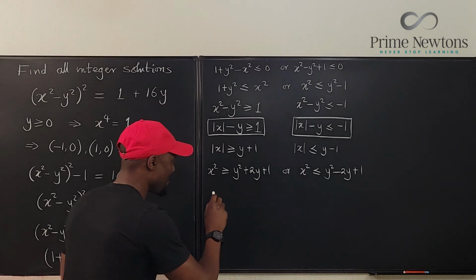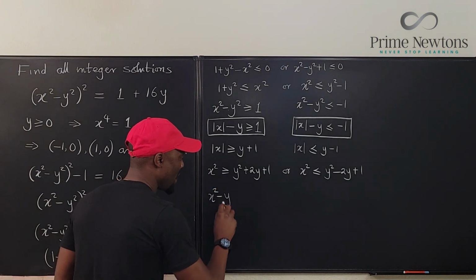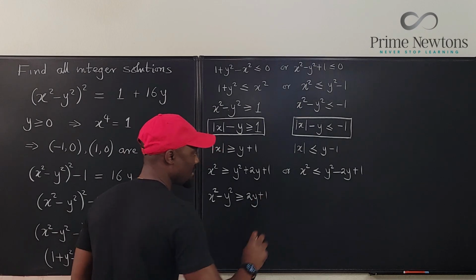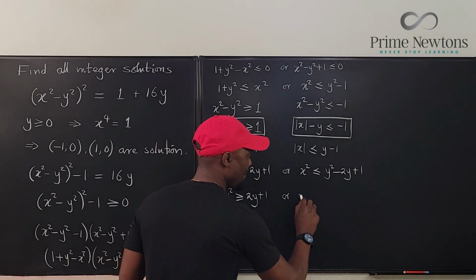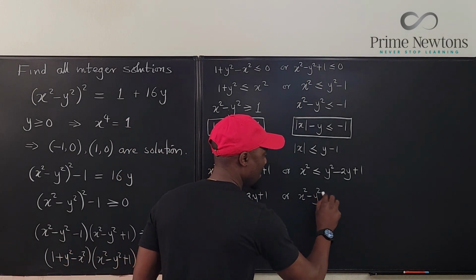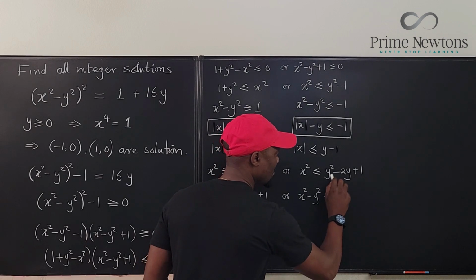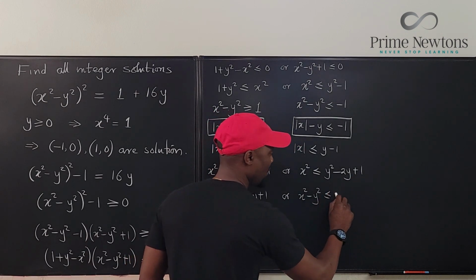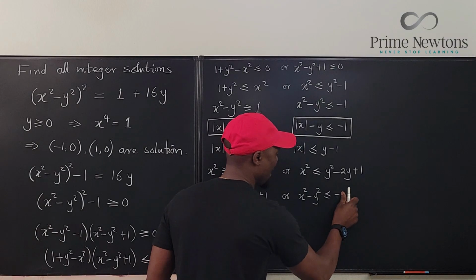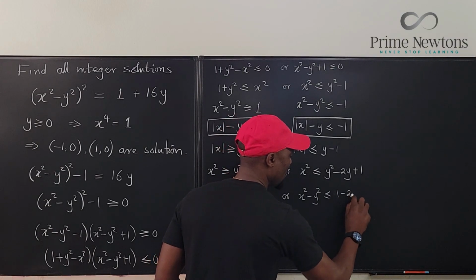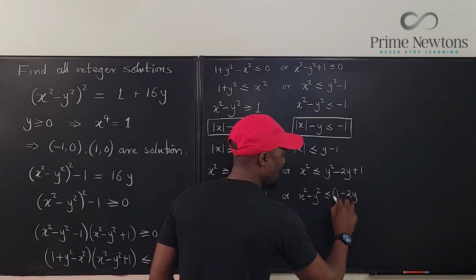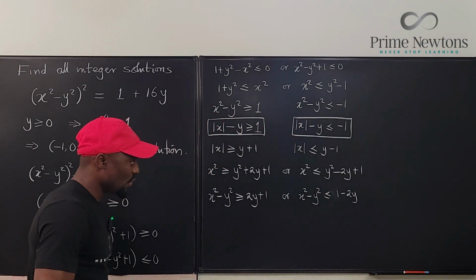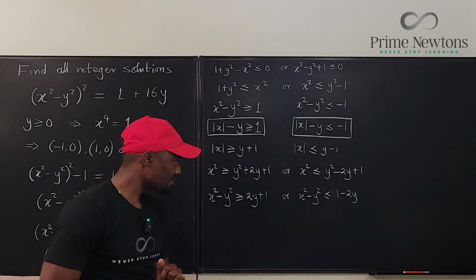Okay, so here I have x squared minus y squared is greater than or equal to 2y plus 1. Or I have x squared minus y squared is less than or equal to 1 minus 2y. Let me write it as 1 minus 2y. Okay? No, I don't need parentheses for that. Okay, so what does this do for me?